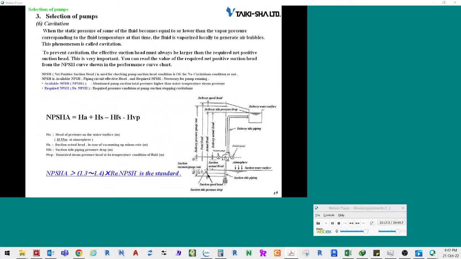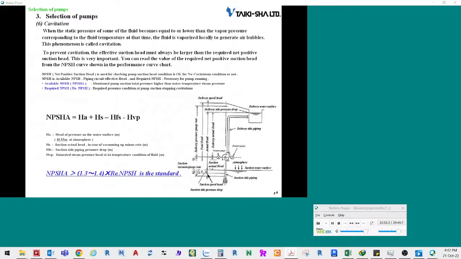You can read the value of the required net positive suction head from the NPSH curve shown in the performance curve chart. The net positive suction head is determined by calculations based on operating conditions. The net positive suction head is described in relation to the pump suction head in the EC data. The greater the resistance of the suction tube, and the hotter the water, the smaller the net positive suction head becomes.